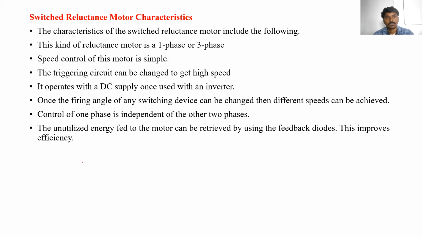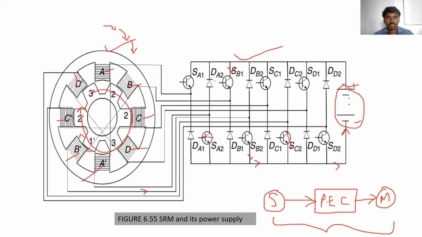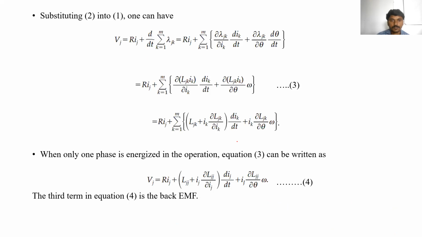The unutilized energy fed to the motor can be retrieved by using the feedback diodes. This improves the efficiency. We are using diodes here, and these diodes can be used as feedback diodes, also called freewheeling diodes. By using these freewheeling diodes, the energy that is wasted, the energy stored in the inductance, can be reutilized and given back to the main supply.